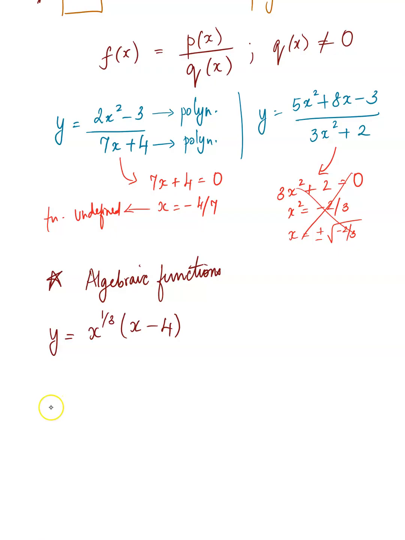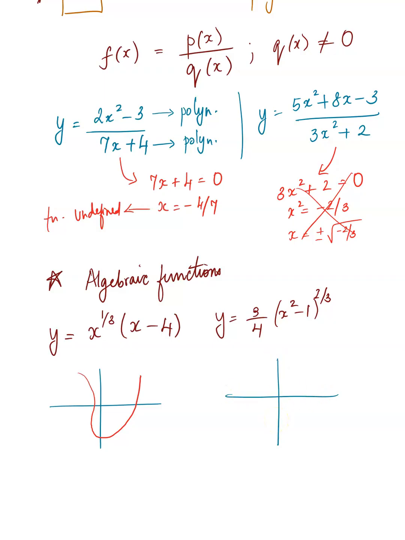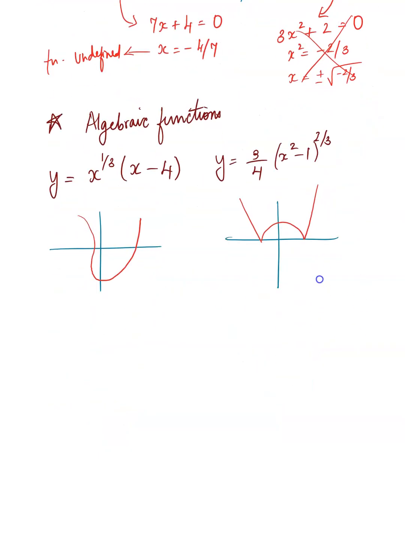Okay, so the graph for this could look something like, I don't know, something like that. Okay, and then you have y equals 3 over 4 x squared minus 1 power 2 over 3. The function looks complicated, but the graph looks actually cute. Okay, so it looks like this, something like this, and so on. So you can have a combination like this. Okay.